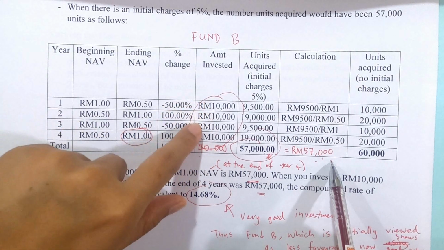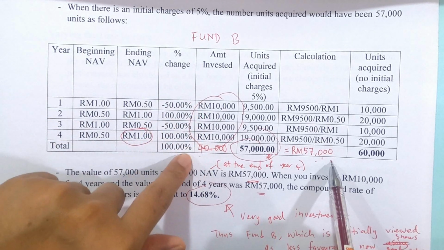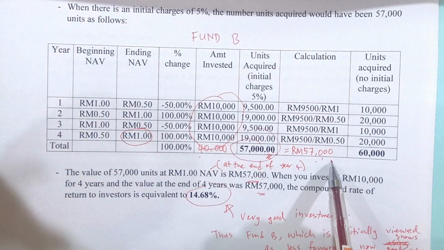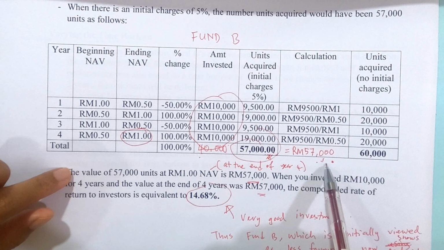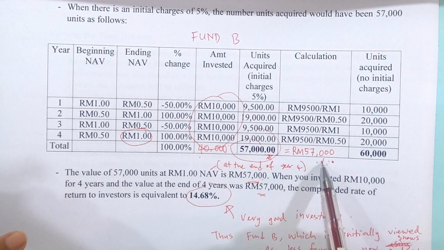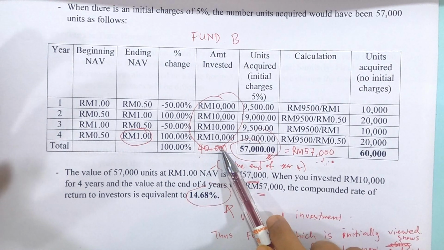After making a constant payment of 10,000, 10,000, 10,000, 10,000 for 4 years, using constant dollar averaging, you can get this profit from the investment, that is 57,000, which is much higher than your initial investment of just 40,000.